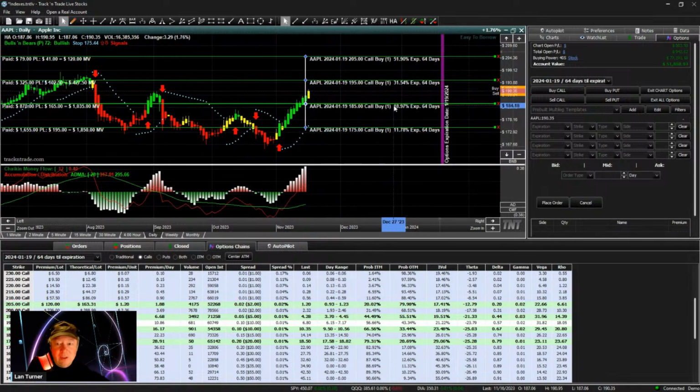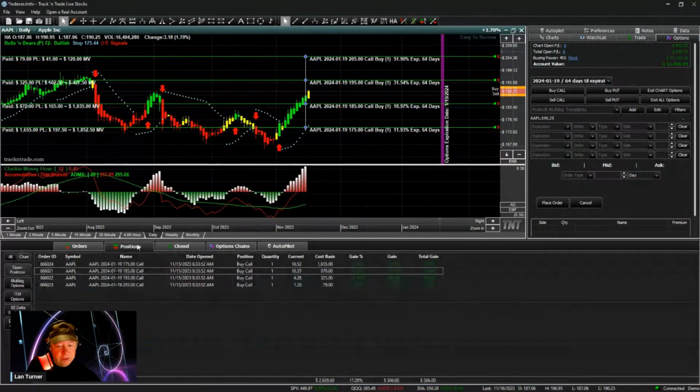Now, when we bought this one, it was at the money, 185 calls. So it's up, it's making us money. So how much is it making us? Let's come back over to our positions. And you can see our gain in here. We've got on this 185 call, which is the one right here that was at the money when we put it on. Our cost basis was $870, so we paid $870 for it. It's up 18.97%, or $165.